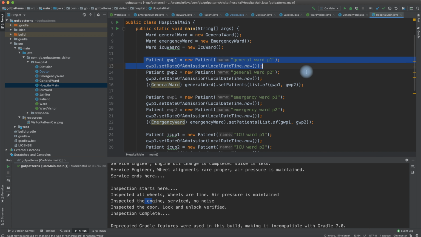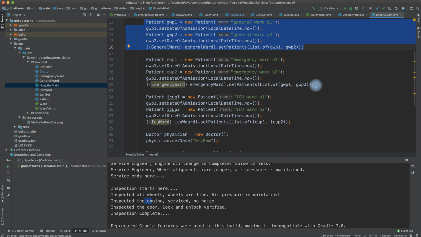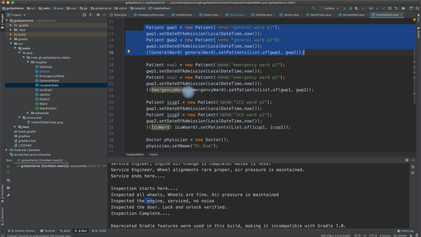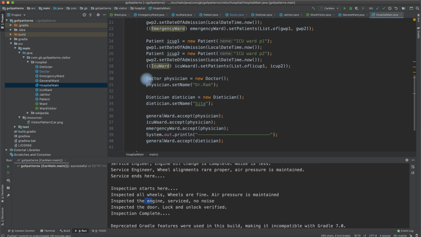We are adding a set of patients to the visitable because the doctor is prescribing, the doctor is providing treatment. The dietitian is prescribing certain types of diets. The janitor cleans it. So we need to add patients to it because patients are there in these wards. And then we are creating a doctor who is a visitor. Doctor's name is this, dietitian's name is this. We are going and hooking up the functionality to the ward here. A visitor to a visitable is associated here.